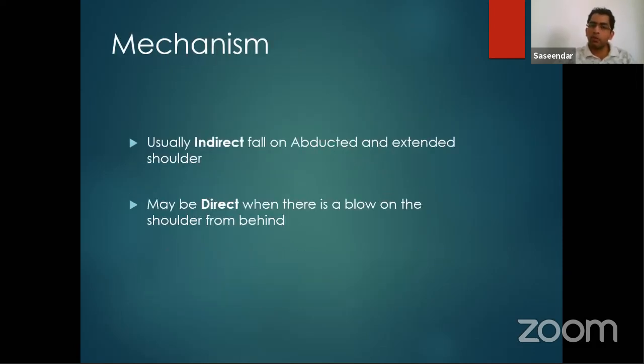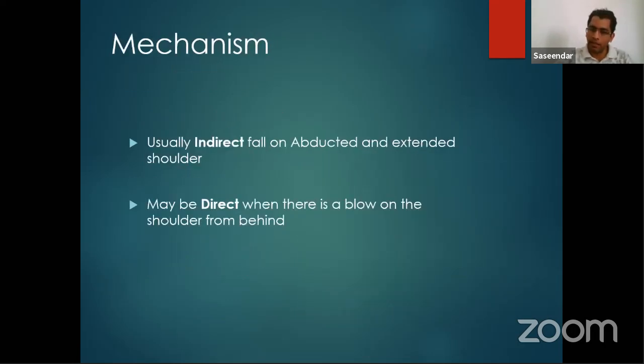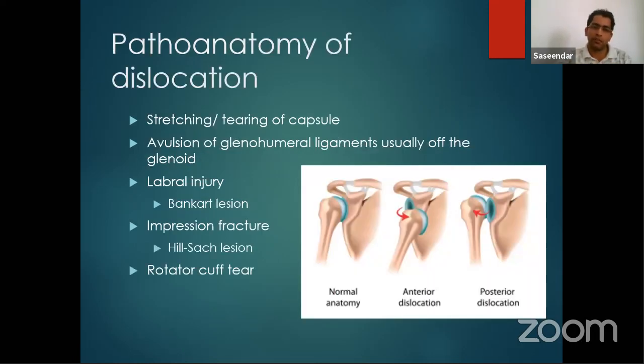The mechanism is mostly a fall on an outstretched hand, especially in abduction and external rotation. Sometimes there is a direct blow on the arm in the direction of anterior dislocation that causes the dislocation. What happens is either there can be a rupture of the capsule, the glenoid labrum can get torn, or there can be a fracture in the anteroinferior rim of the glenoid leading to dislocation anteriorly.